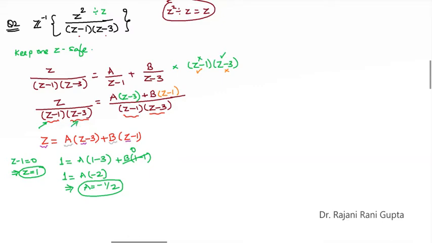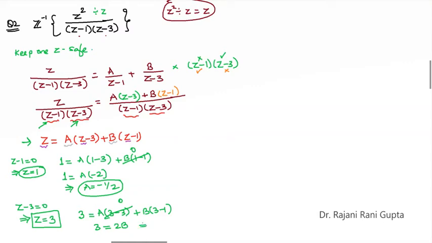Now we need the value of B, for which we need to substitute another value. So for that, let's take this one. We substitute Z minus 3 equal to 0, which gives us Z is equal to 3. Substituting this again in this equation, the left side is Z, so it is 3 equal to A times 3 minus 3 plus B times 3 minus 1. 3 minus 3 becomes 0, cancels out the A term, so it is 3 is equal to 2 times B, because 3 minus 1 becomes 2. So this gives you the value of B as 3 over 2.